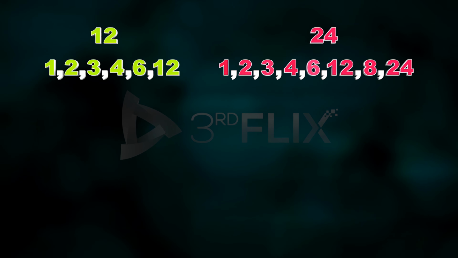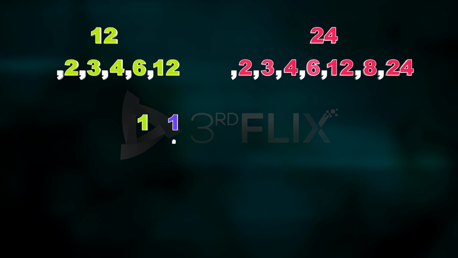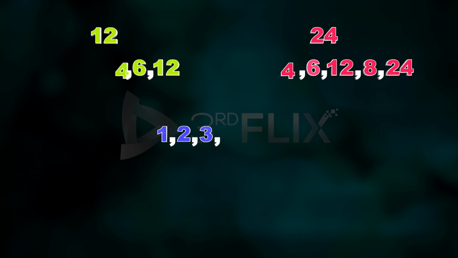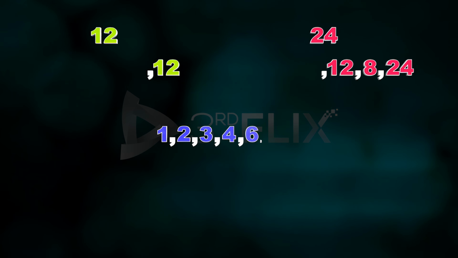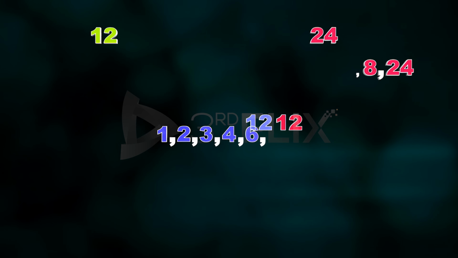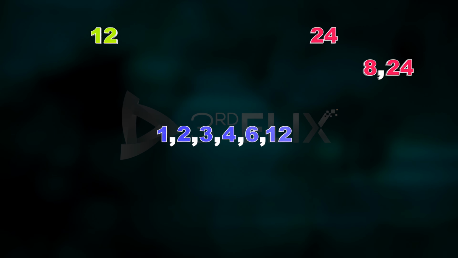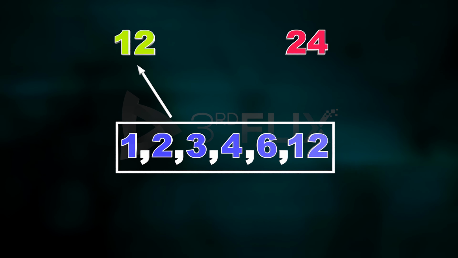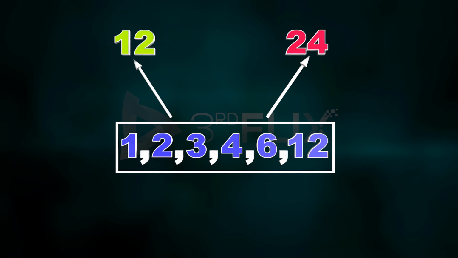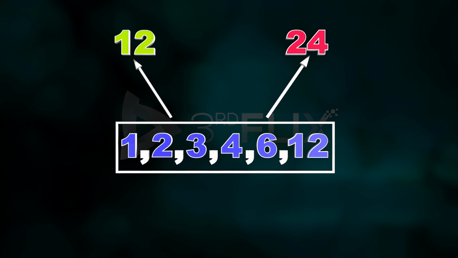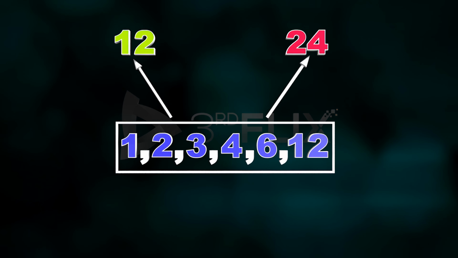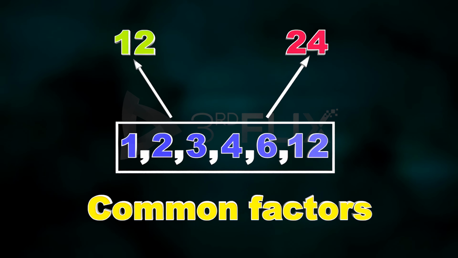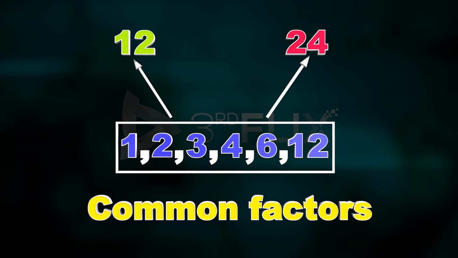Here, the numbers 1, 2, 3, 4, 6 and 12 are common among the factors of both 12 and 24. So, these numbers are common factors of 12 and 24.